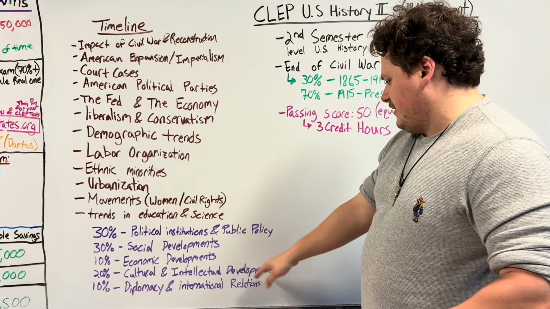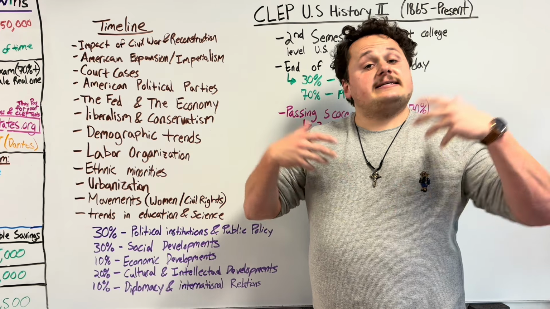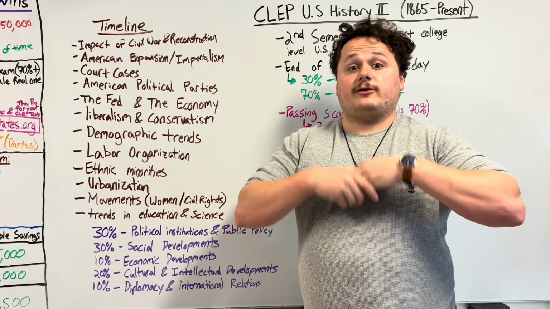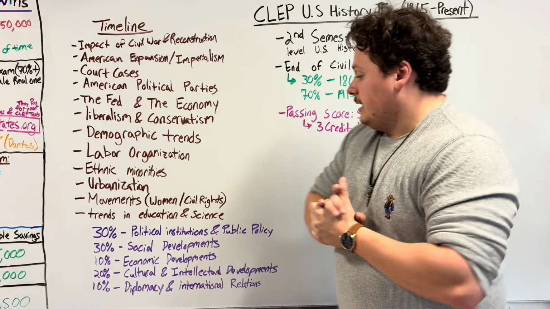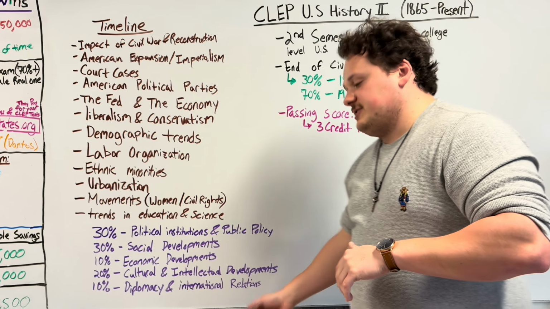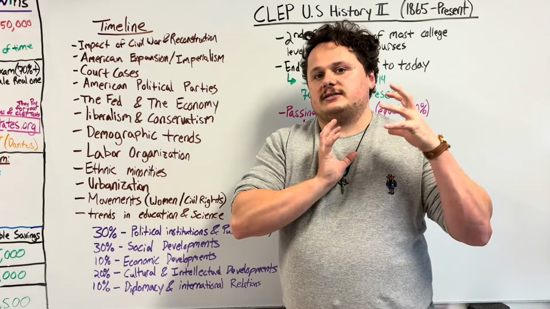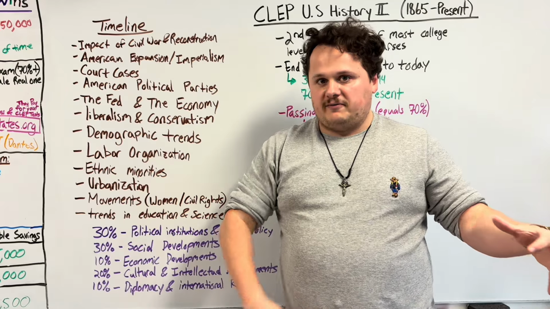So yeah, cultural and intellectual developments. This is talking about things like the civil rights movement, or women's voting, women's suffrage, all those different elements. And then diplomacy and international relations. Very little is spent abroad as far as the U.S. history exam. It very much focuses on what's happening on the home front.